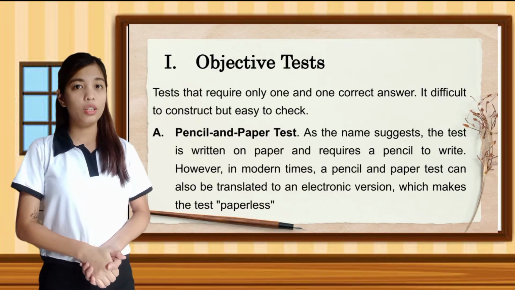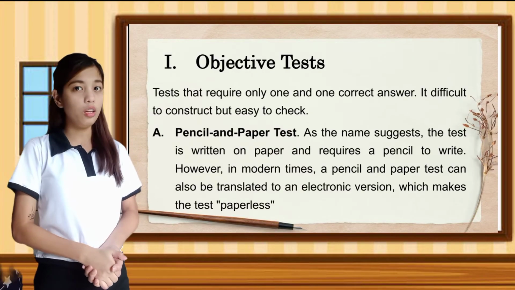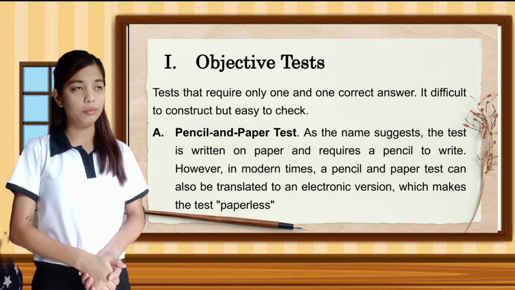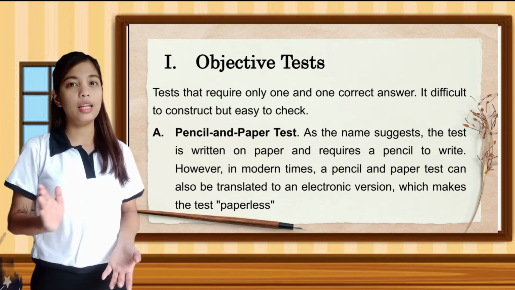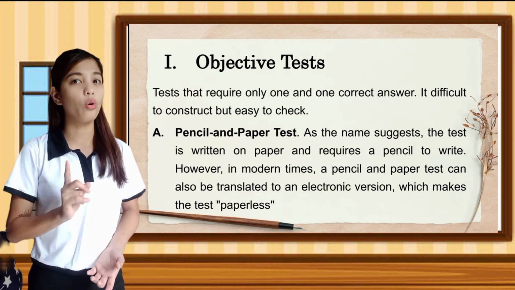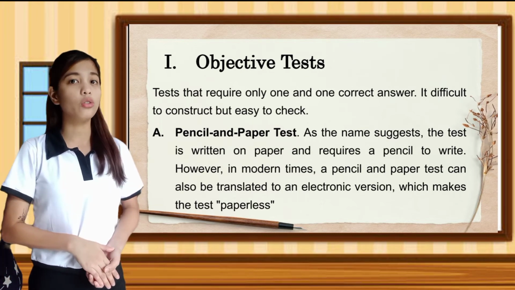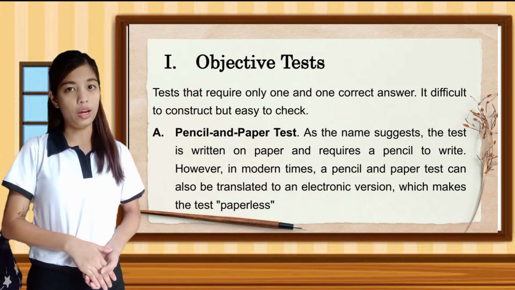Let us now proceed to the types of tests to measure knowledge, process, and understanding. First, we have objective tests. These are the tests that require only one correct answer. It is difficult to construct, but it is easy to check.